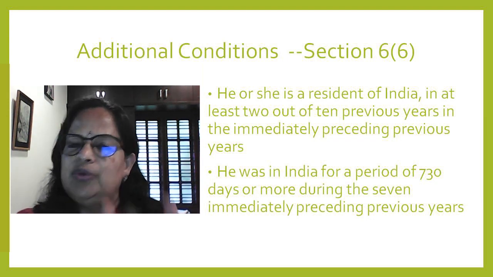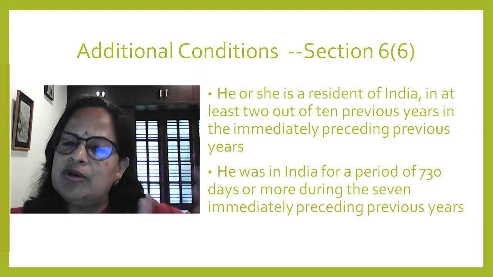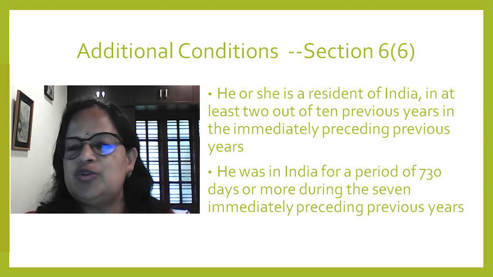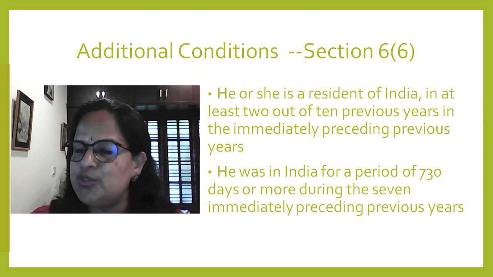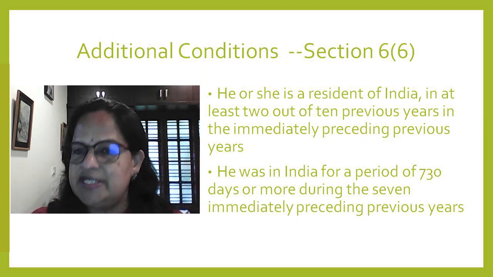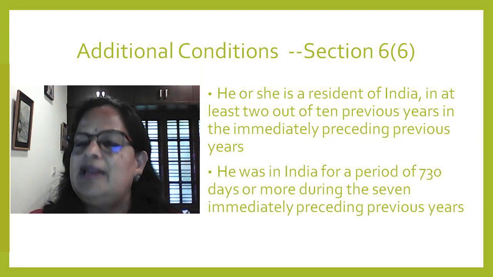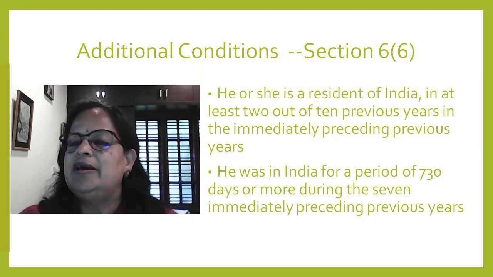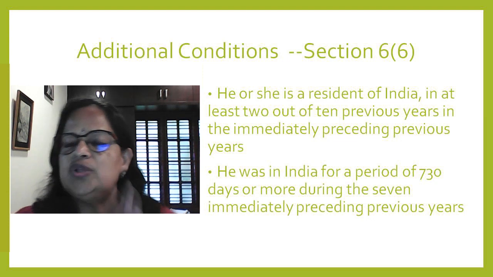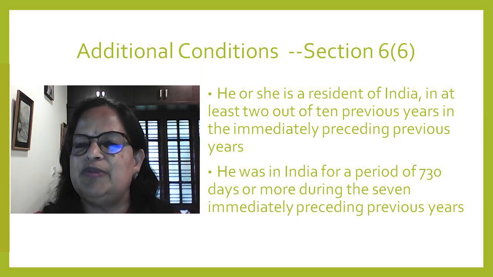Just like I told you, the last financial year is your previous year. So when you are talking about 10 previous years, you take 10 financial years prior to that. Say for example, 1920 is your current previous year. 1819, 1718, 1617, 1516, 1415, 1314, 1213, 1112, 1011 and 910. So this will be the 10 preceding previous years. So that we will explain with the help of the problem.